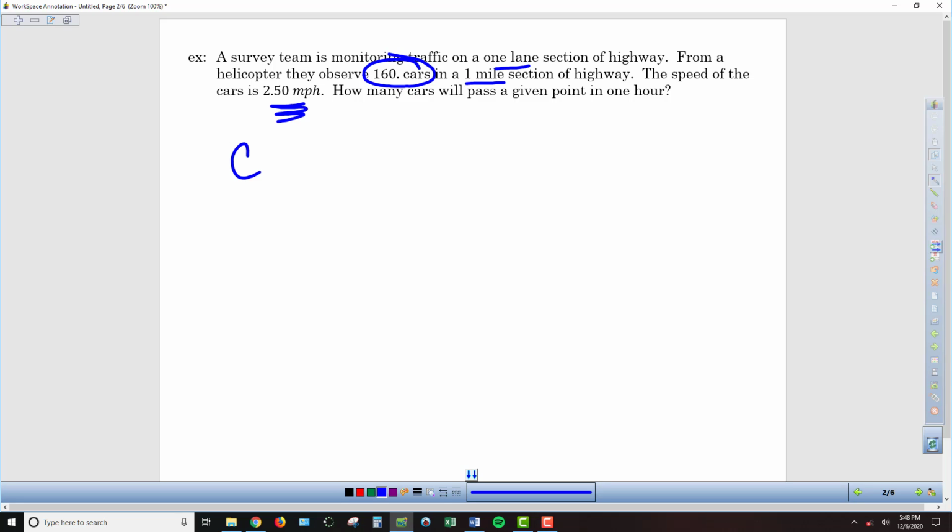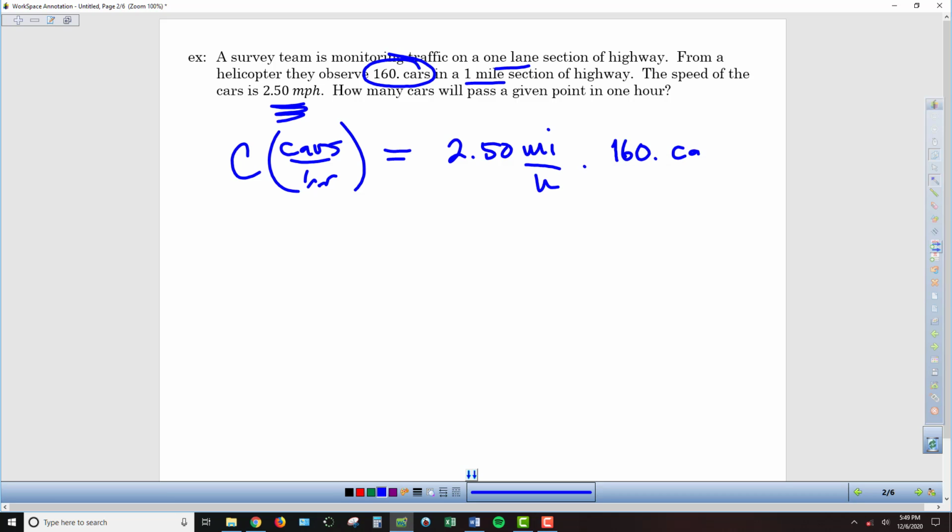So we've got our capacity, which again is cars per hour. And so that's equal to just the velocity. So we've got our 2.5 miles per hour times the density, which in this case is that 160 cars per mile. And so it's just a straight multiplication question. So under these conditions, we can only deliver a pretty small number of 400 cars per mile.